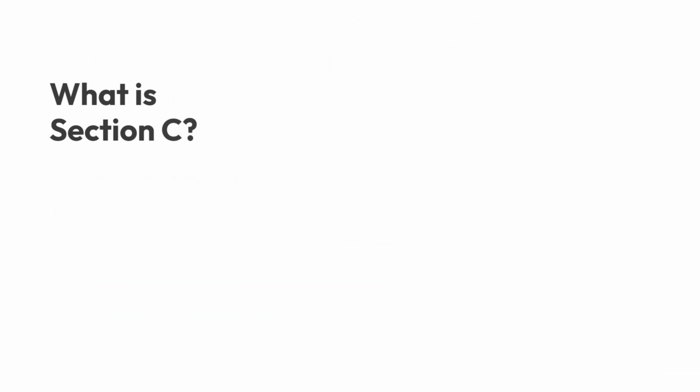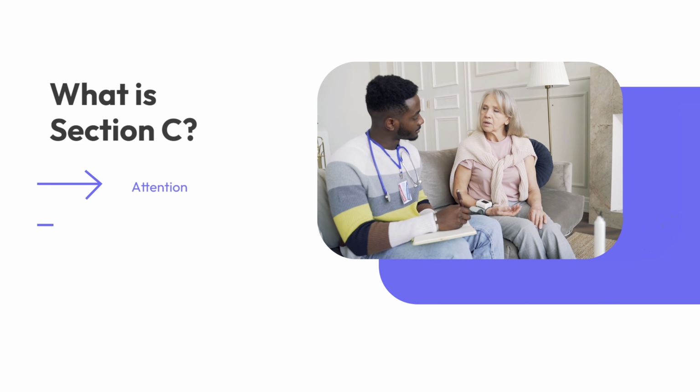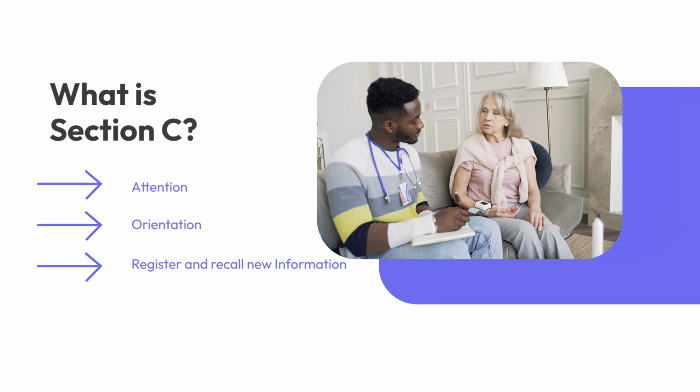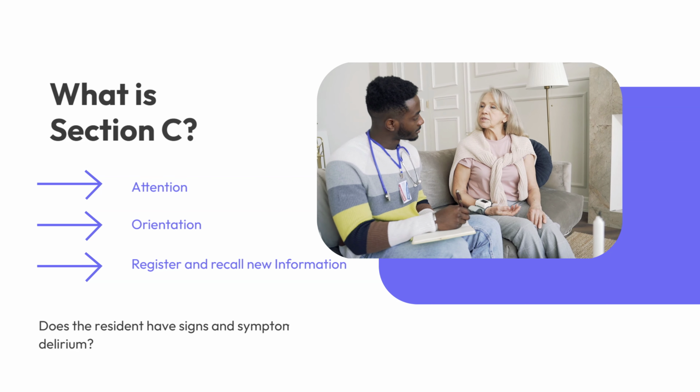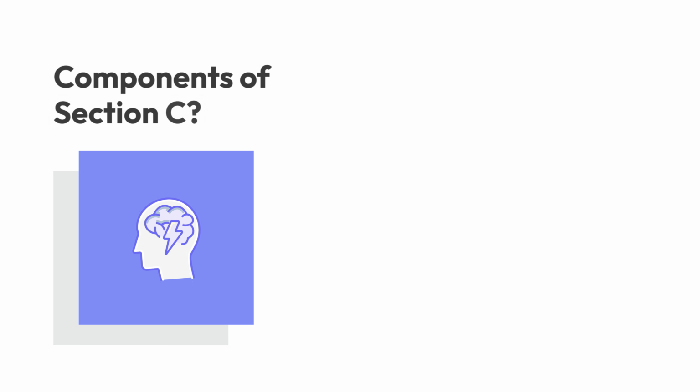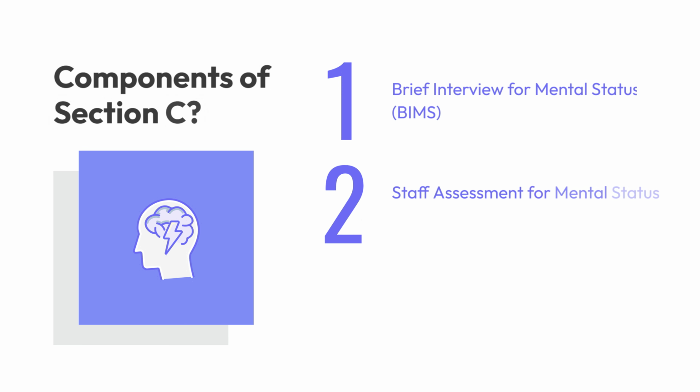The intention behind this section is to determine the resident's attention, orientation, and ability to register and recall information, and to identify if the resident has signs and symptoms of delirium. Items included in this section will involve conducting a brief interview or staff assessment for mental status, and assessing for the various signs and symptoms of delirium.